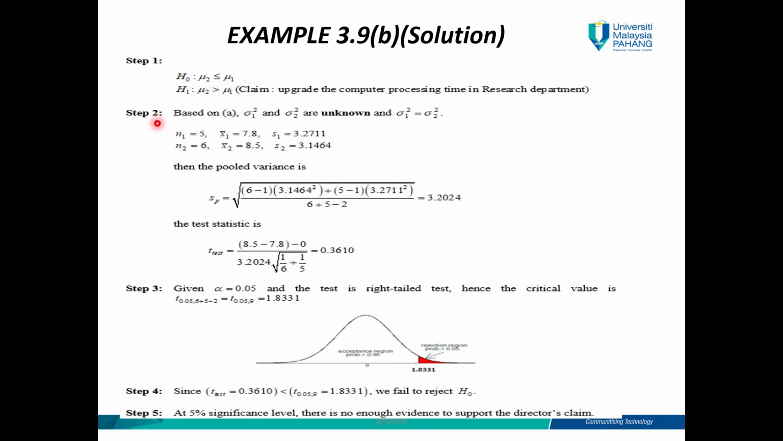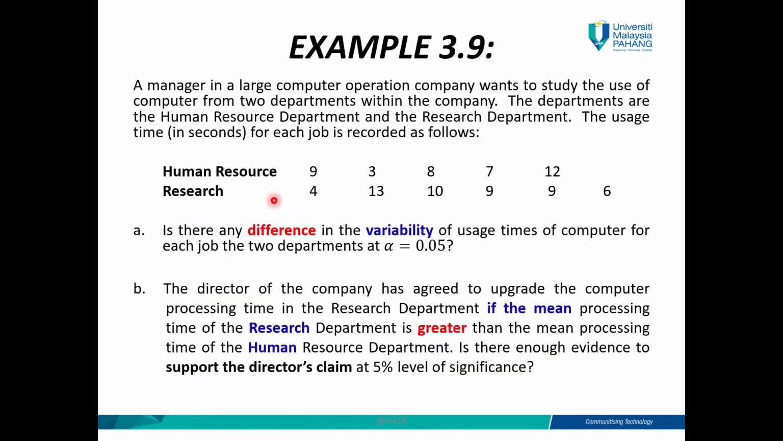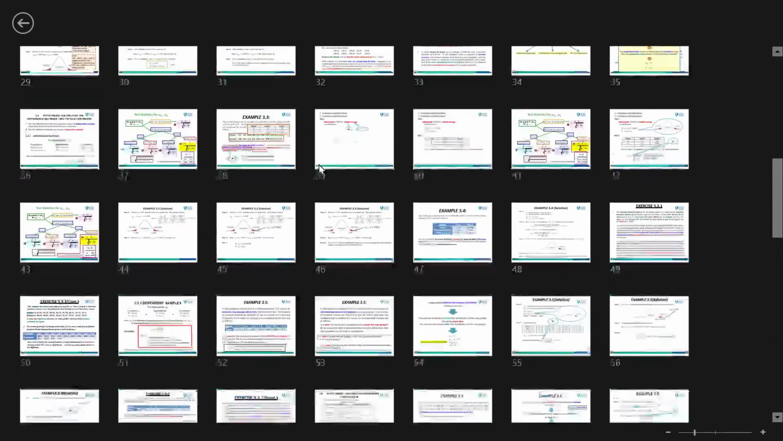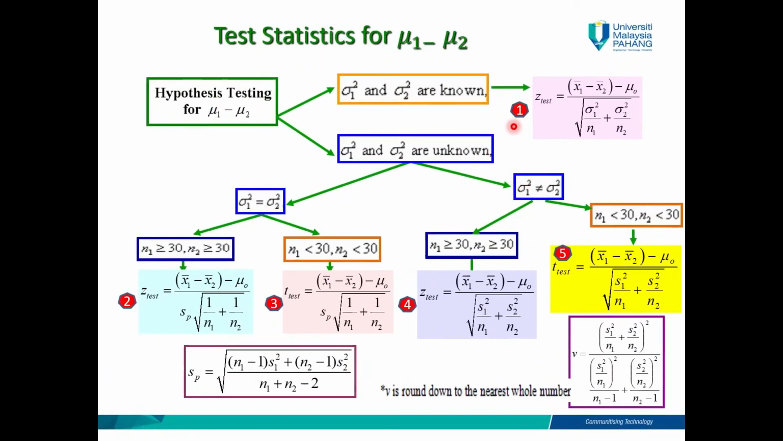So in step 2 you need to find the test statistic value. If you recall, of course this is the case of independent samples. Human resource are different people, research are different people. So there are 2 different departments. In the subtopic for independent samples, there are 5 different formulas to choose from. If sigma square is known, there's only one formula. If sigma square is unknown, you have 4 different formulas.